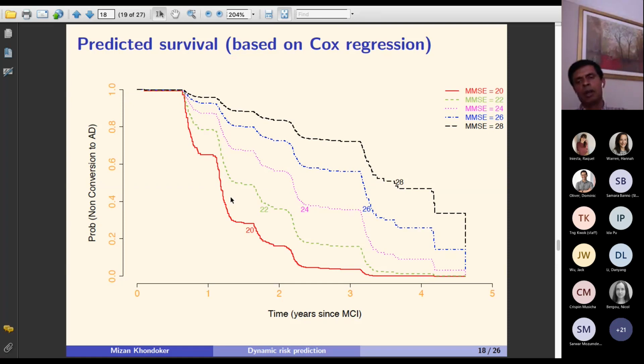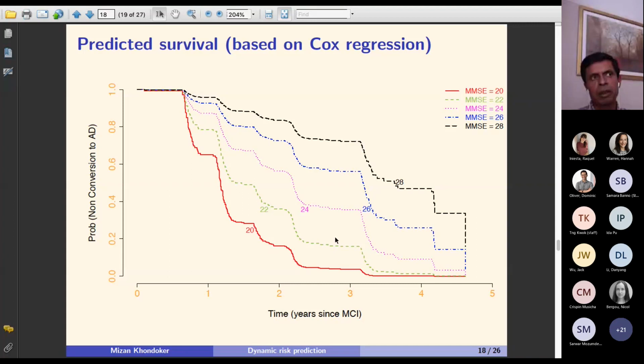You can see I've estimated the survival function, the survival curve, for several levels of the MMSE score, so their baseline MMSE level, not the longitudinal measure. Higher MMSE is better. Higher MMSE means better cognitive function. As the MMSE score gets smaller, the risk of converting to Alzheimer's disease gets higher. People get converted to Alzheimer's disease at a high rate.